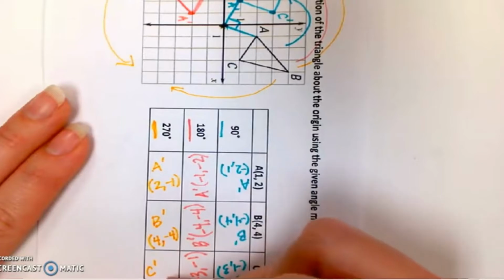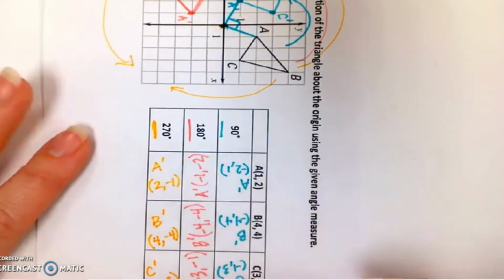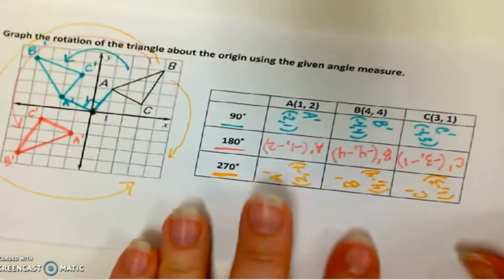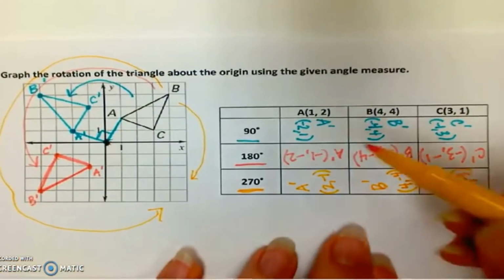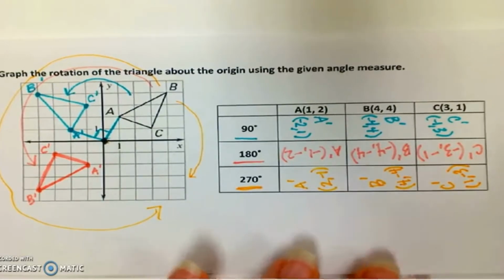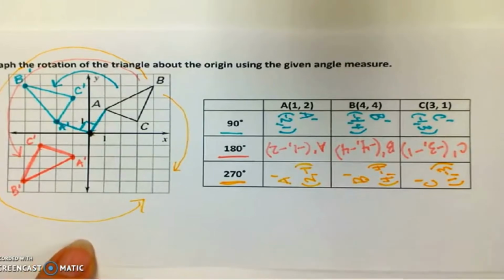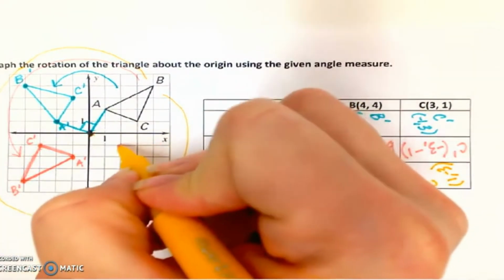The book has these fancy rules that, if you wanted to memorize a rule for how to find each of those points each time, you could. I really don't see the point in that when there's this nice easy trick of just spinning your paper. Alright, A prime at (2, -1).